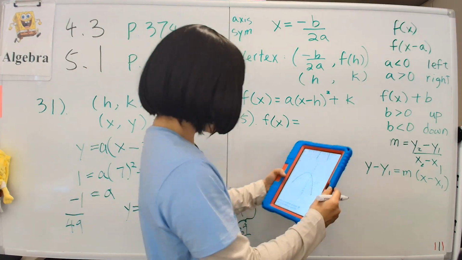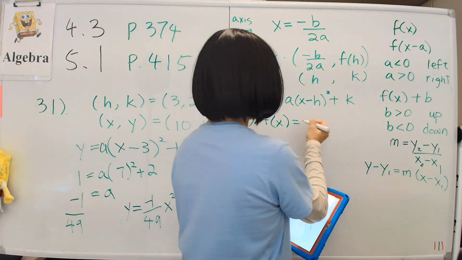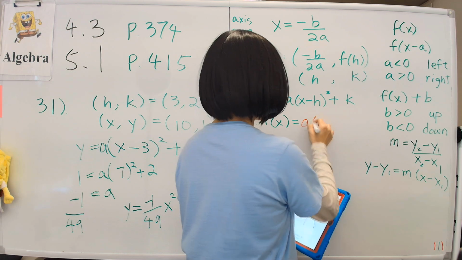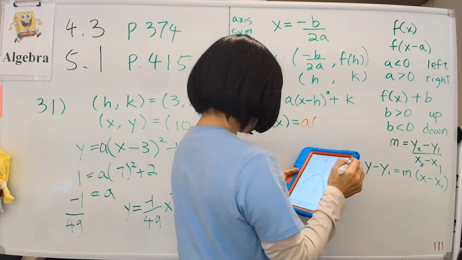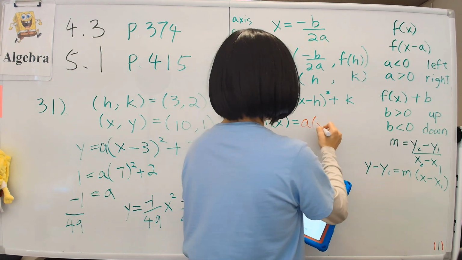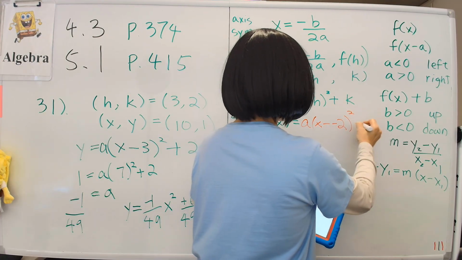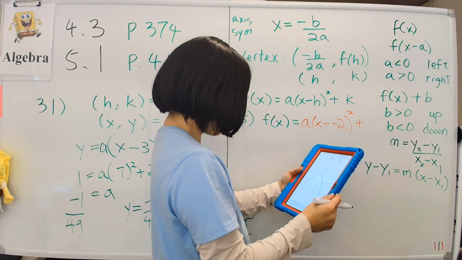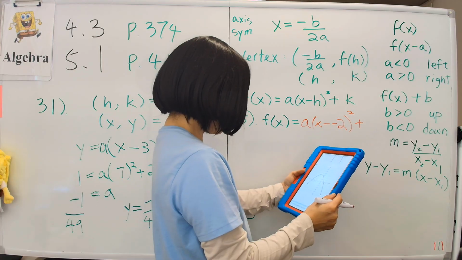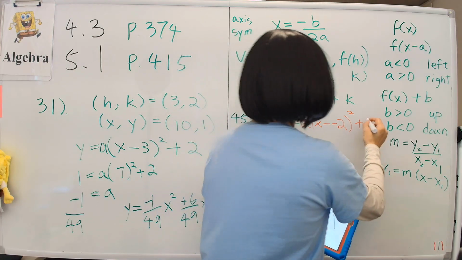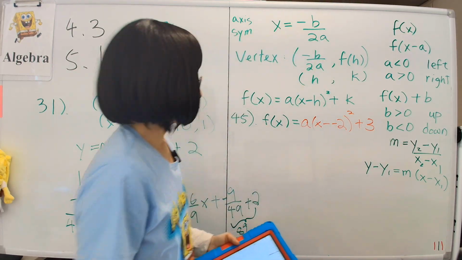Okay, so f of x equals a. We don't know what a is yet. Times x minus h. What's h? h is minus 2. So x minus minus 2, squared, plus k. k looks to me like positive 3. So we'll figure that's correct.